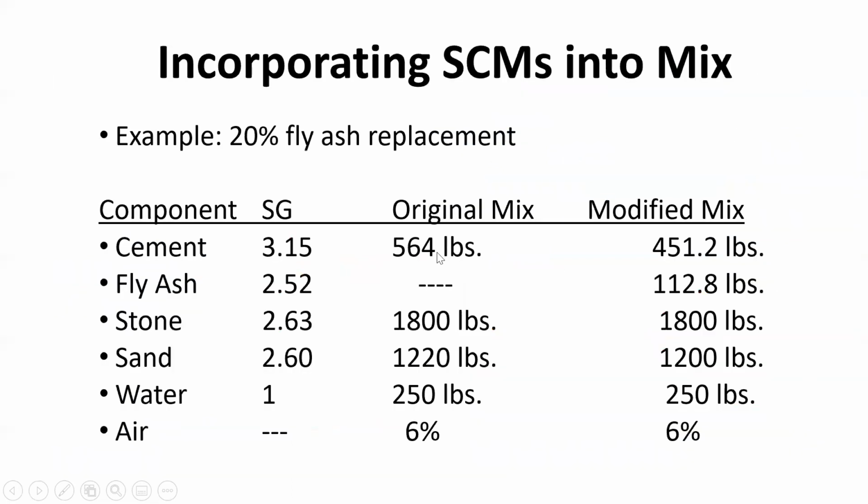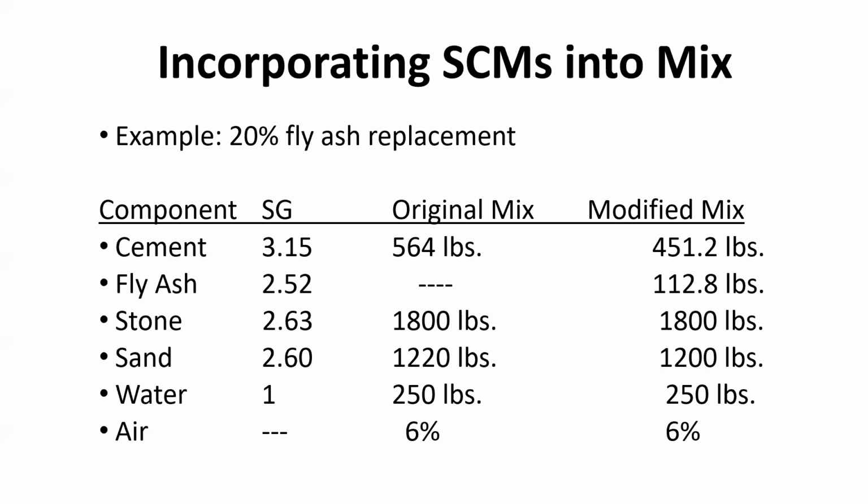So here's our original, then our modifieds here. If you look, this is 80% Portland, 20% fly ash. So if you add these two numbers up, they better equal 564. If not, you did something wrong. We left our stone the same. We left our water and our air content the same, and we used our sand as a filler.